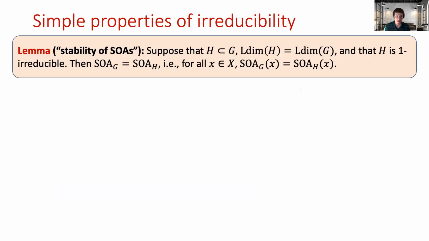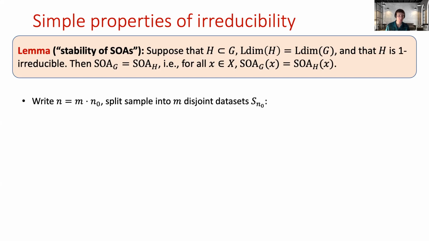Okay, so now I can introduce the main stability property of SOAs. And it's the following lemma. Suppose that we have classes H and G, where H is a subset of G, their Littlestone dimensions are equal, and H is irreducible. Then we can show that the SOA hypotheses of the classes G and H are identically equal. In other words, they're equal at all points x. Now, the proof of this lemma is very, very simple, but it turns out we can use it in a fairly powerful way, which I'll next discuss.